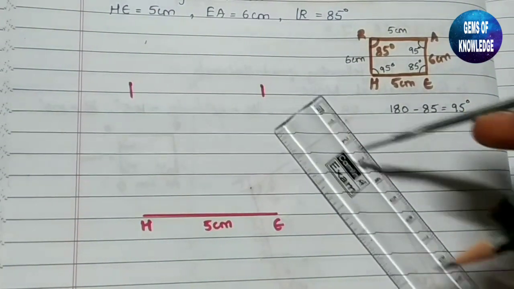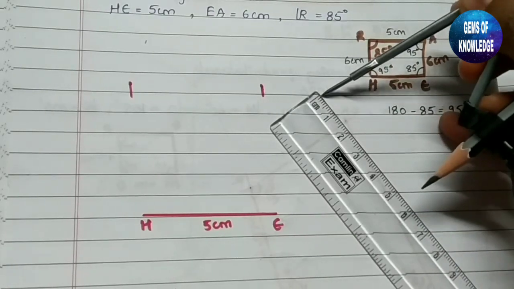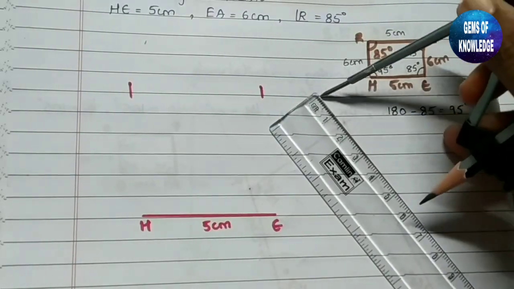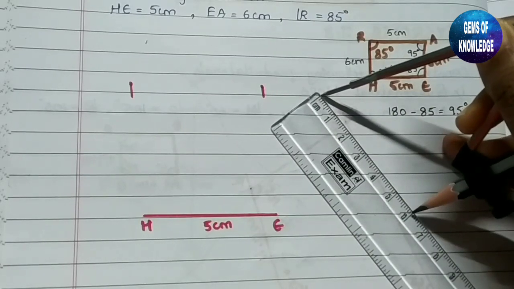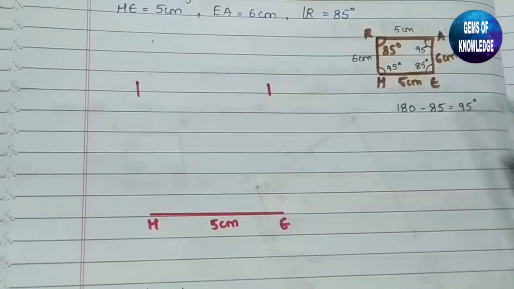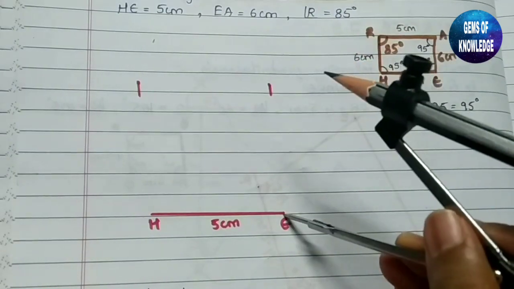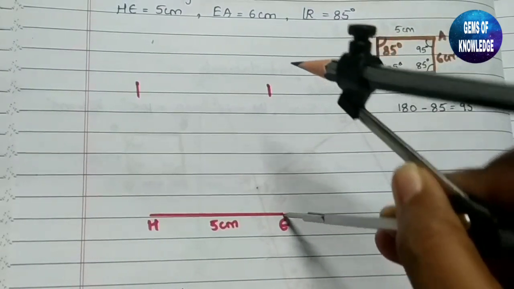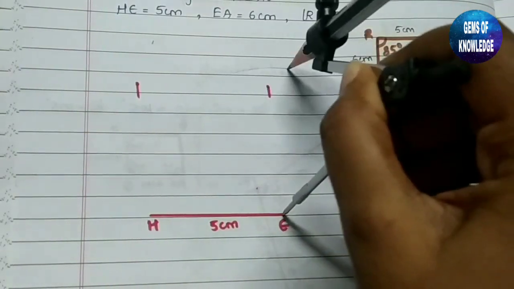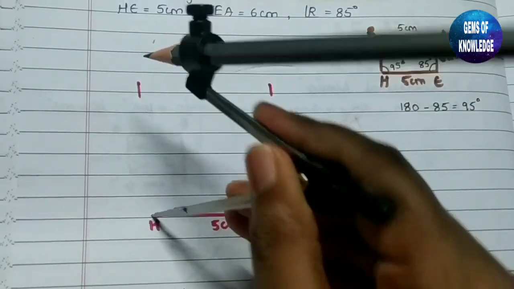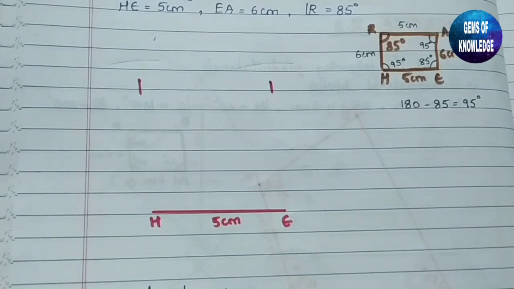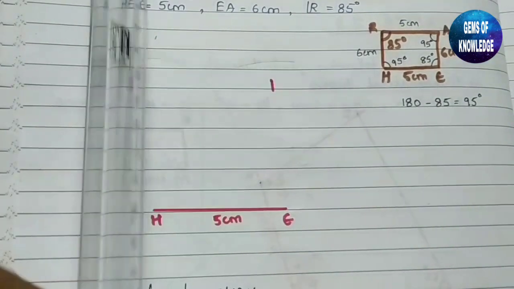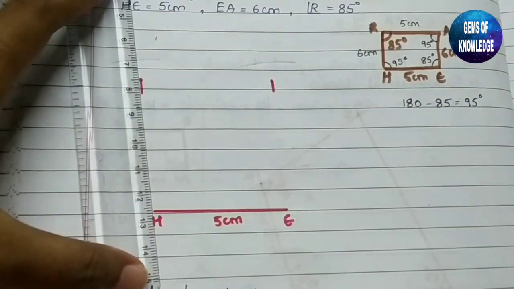So let us take the measurement of 6 centimeter and cut these lines. As you can see, this is 6 centimeter over here. By keeping it here, we will cut an arc here, and by keeping at this point I will cut one more arc here. Now what we need to do is extend these lines.